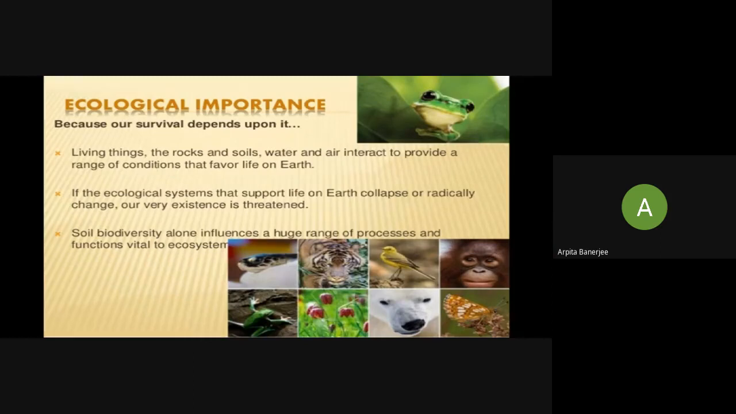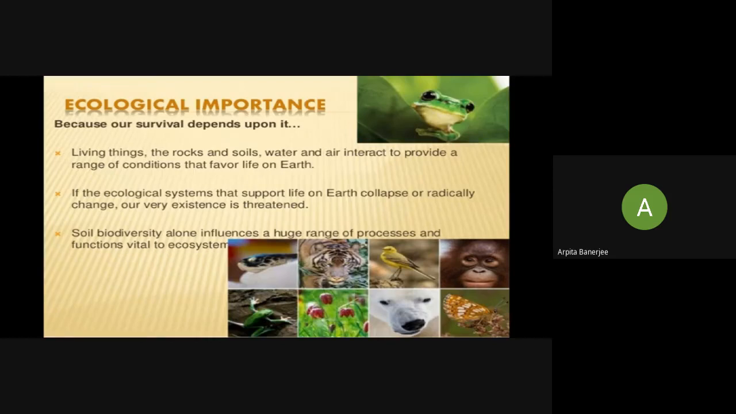First, living things, the rocks and soils, water and air interact to provide a range of conditions that favor life on Earth. Second, if the ecological systems that support life on Earth collapse or radically change, our very existence is threatened. Third, soil biodiversity alone influences a huge range of processes and functions vital to the ecosystem.